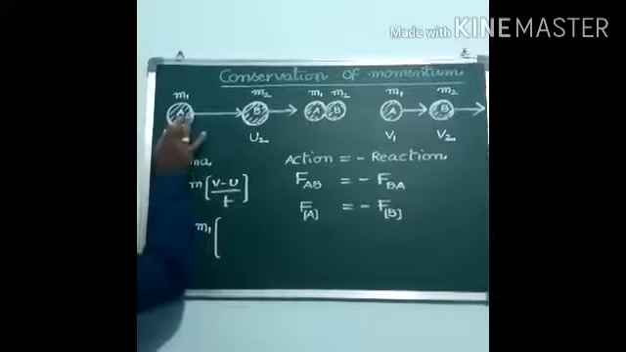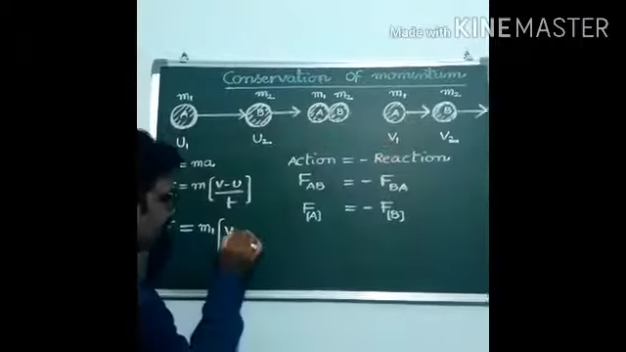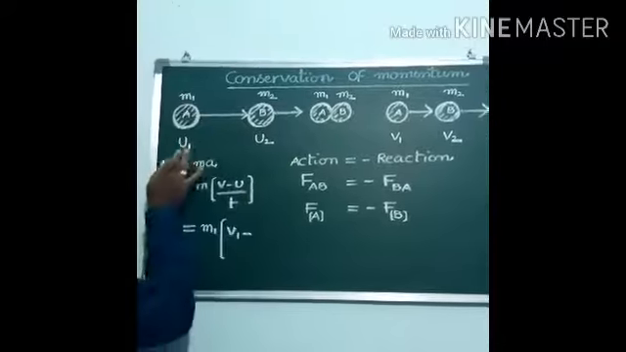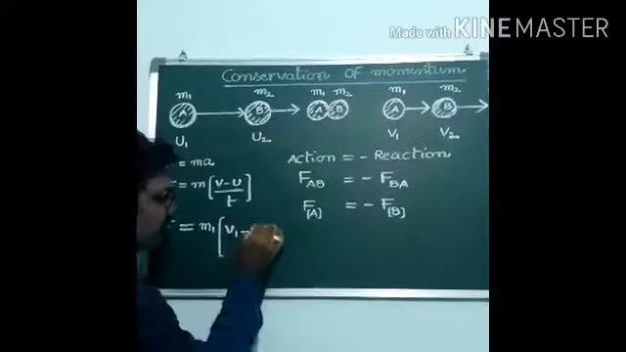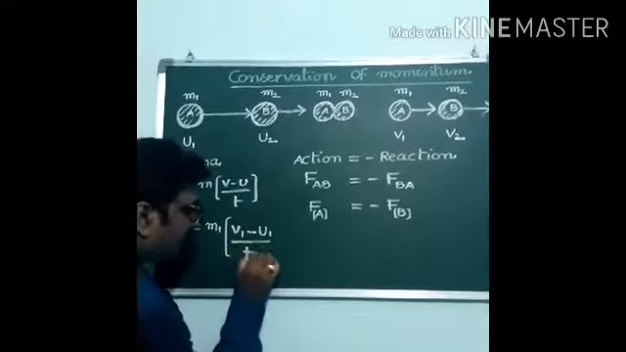For A, the final velocity is v1, minus the object's initial velocity u1, by time t1.